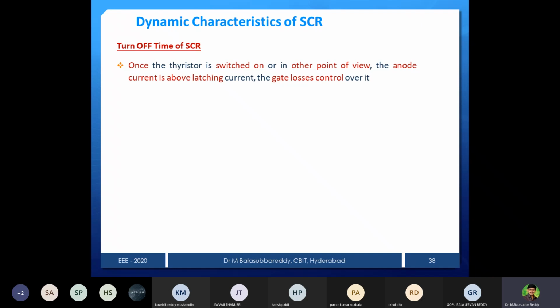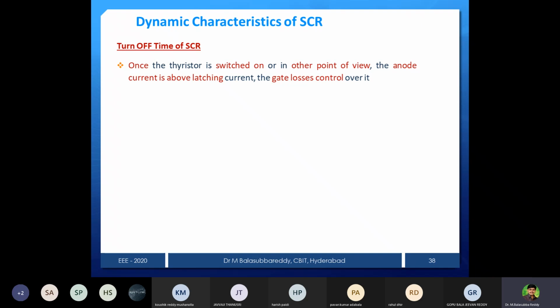The thyristor is switched on. From another point of view, the anode current is above the latching current, so it continues to be on. The gate will lose control over it. That also I mentioned: once the device is on, there is no control over the device. That is because if the tap is open, electrons will flow, similar to water. So here, what will happen?